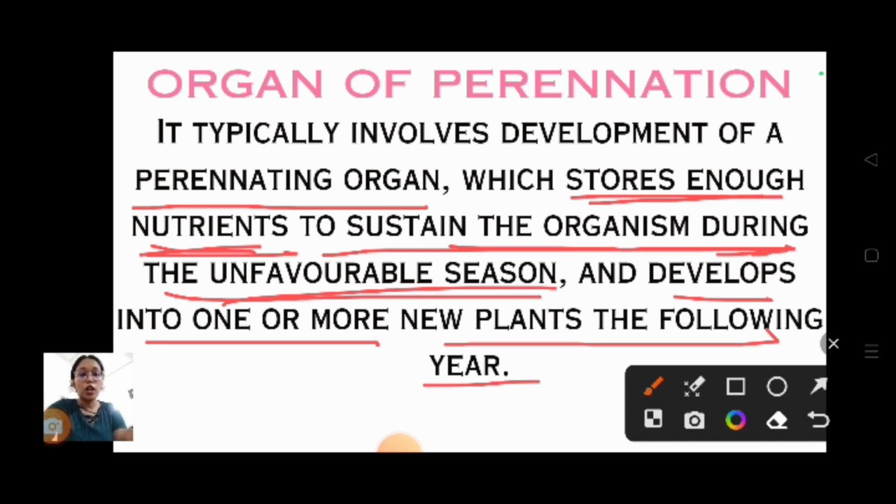And all whatever modifications we have discussed till now fall under organ of perennation to sustain in an unfavorable condition. They store enough nutrients, and again when the favorable condition comes, they manage their day-to-day routine. Understood? This is called the organ of perennation.